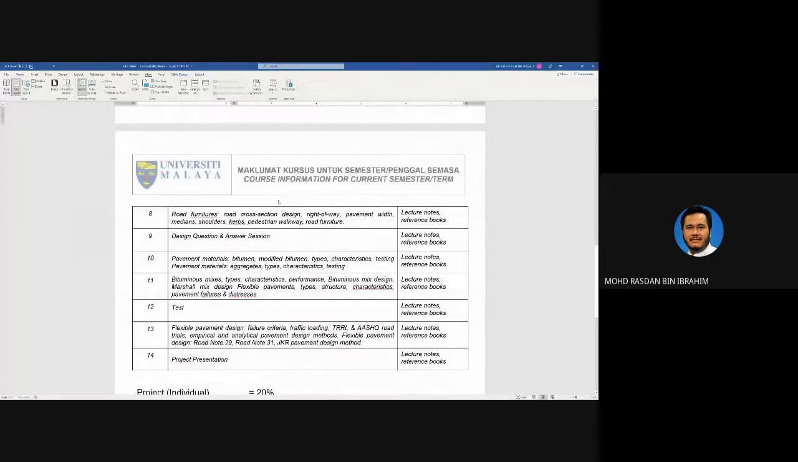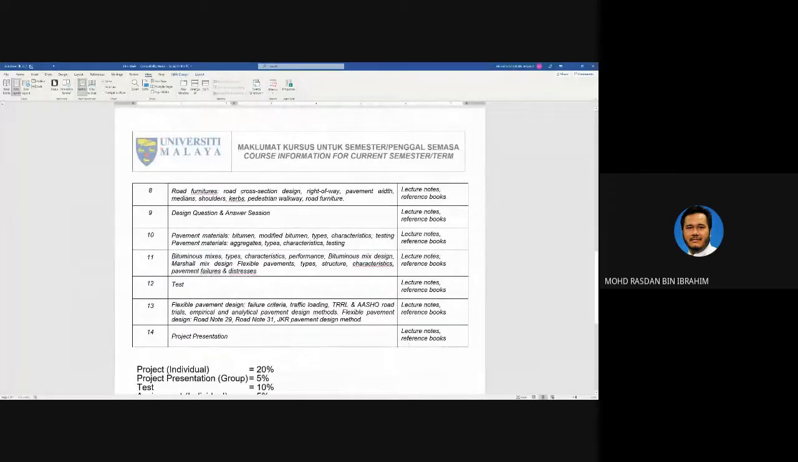Week 8 is just theory, road cross-section design, not really design, just a theory on the road furniture: right of way, pavement width, the curbs, and all that.